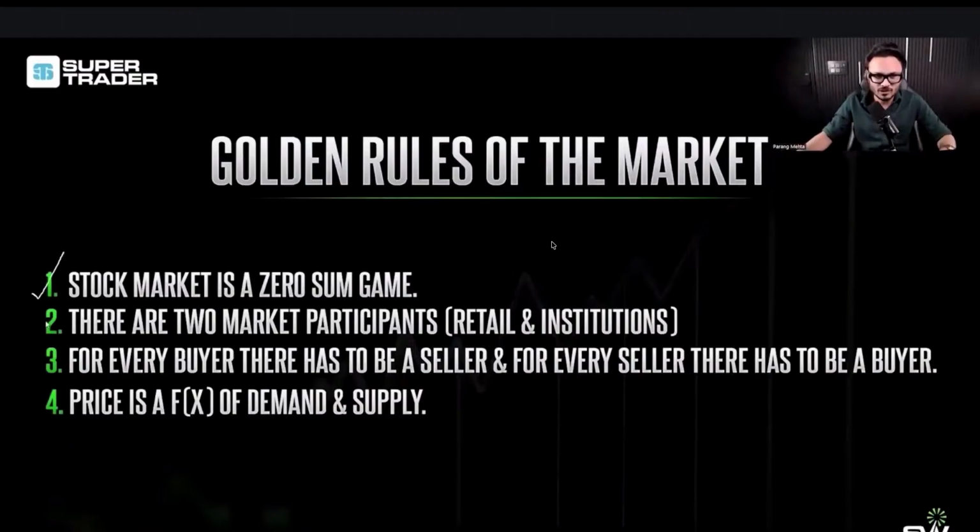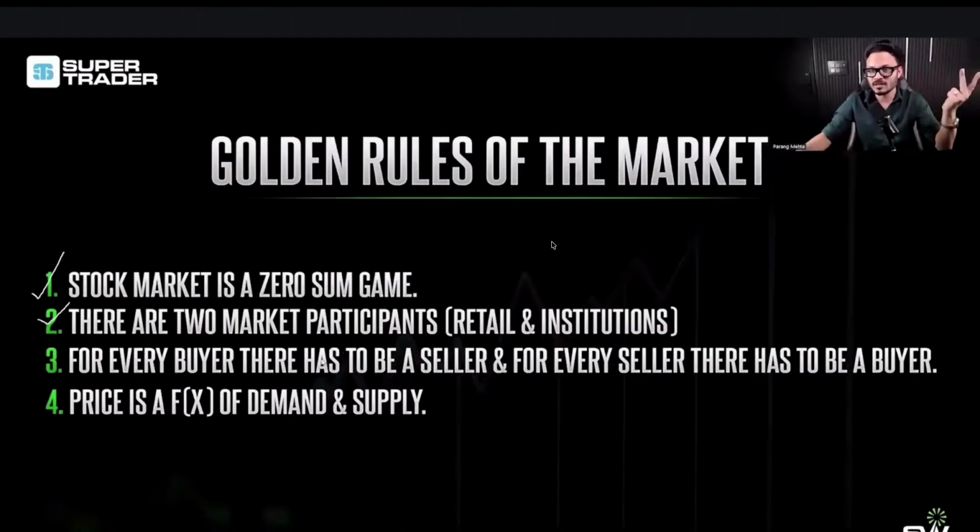So now if I combine the first two rules, that is, the stock market is a zero sum game, so someone has to win for the other person to lose, or someone has to lose for the other person to win. Same thing. And if there are only two categories of market participants, retail or institutions, it essentially means if institutions have to make money, retail traders have to lose, or the other way around. If retail traders have to make money, institutions have to lose money. But we all know that more than 85 or 90% of all retail traders lose money. That means if 85, 90% retail traders lose money, that means 85, 90% institutions make money.